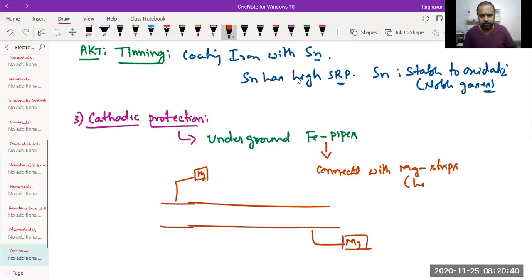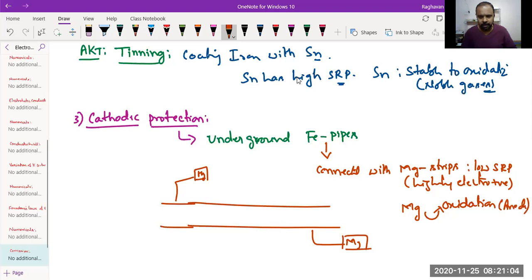Being highly electropositive and possessing very low SRP, what would happen? Magnesium undergoes oxidation preferably. So it acts as anode, and iron thus becomes the cathode and will not undergo oxidation. Thus iron is made cathode by connecting magnesium, and it has been protected. This is cathodic protection. And magnesium strips can be periodically changed, because the pipe may be underground, but the magnesium strips will be easily accessible and therefore can be replaced.